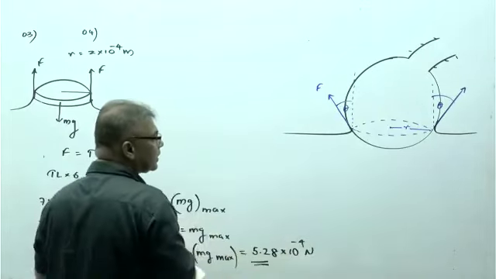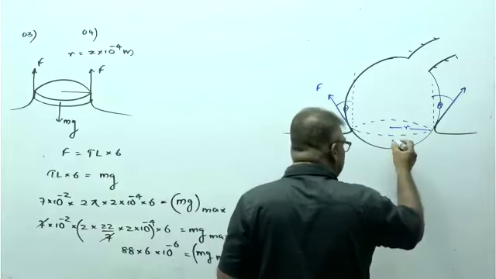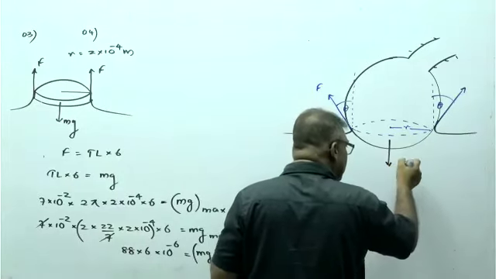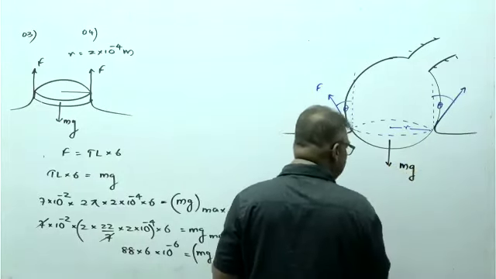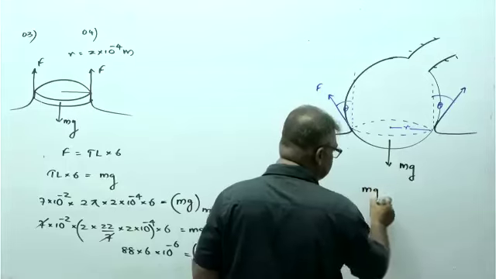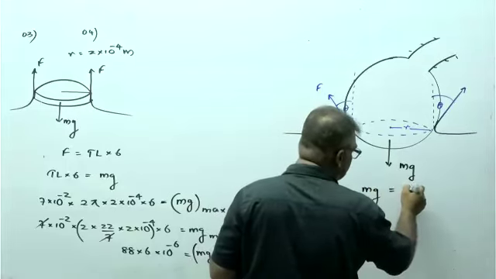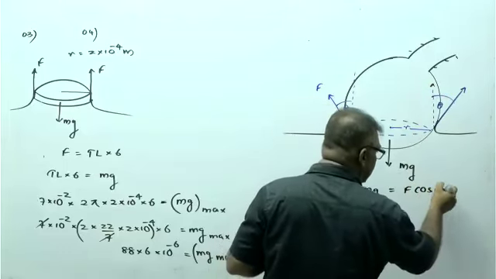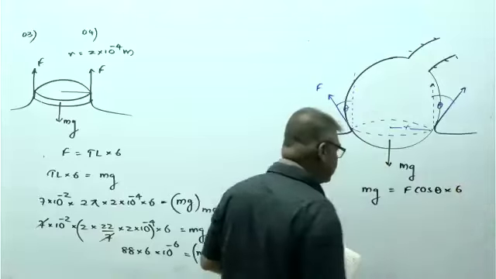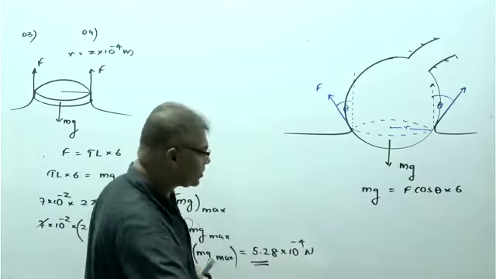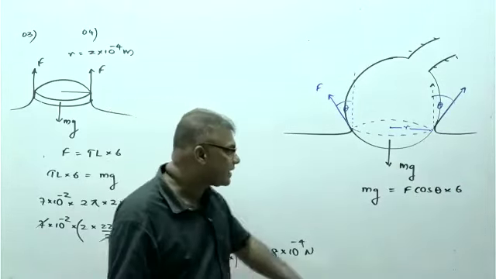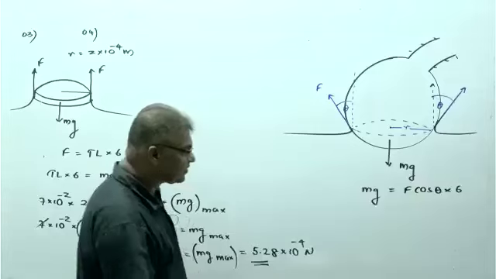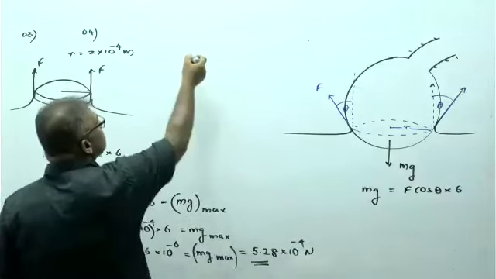Then the weight of the body, mg, should be equal to F resolved in the cos theta direction. F cos theta, and the weight is distributed throughout the entire 6 legs. Then this could be the substitution.